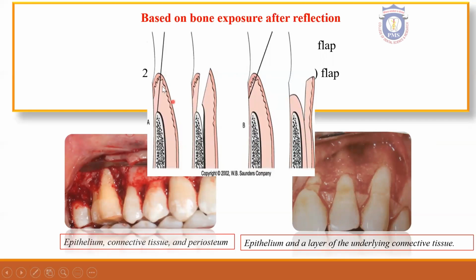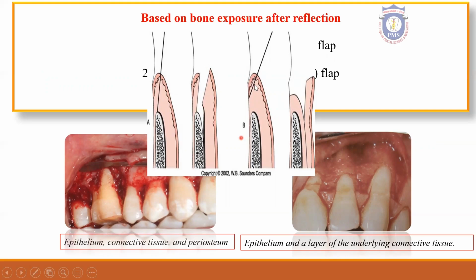In the full thickness flap, this is the gingival epithelium, this is the connective tissue, and the dark black area shows the periosteum. So in a full thickness flap, you are reflecting the epithelium, connective tissue, and periosteum from the bone surface, and you are exposing the bone surface. So this is a full thickness flap, otherwise called a mucoperiosteal flap. It contains mucosa and periosteum.